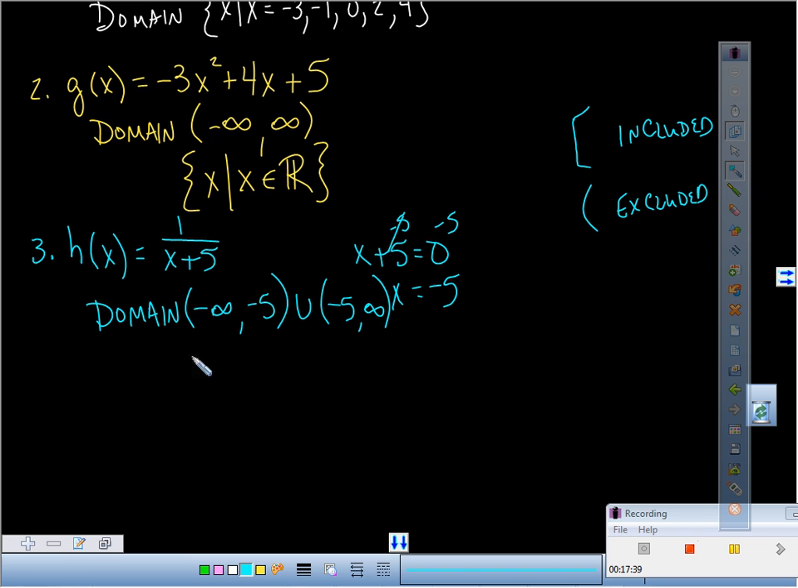Alright, what about set notation? What's it going to look like? I'm going to write it this way. Okay, I wouldn't count that wrong. But watch. When it's just one number like that, can I do this? X is an element of R, comma, X cannot be -5. Okay?